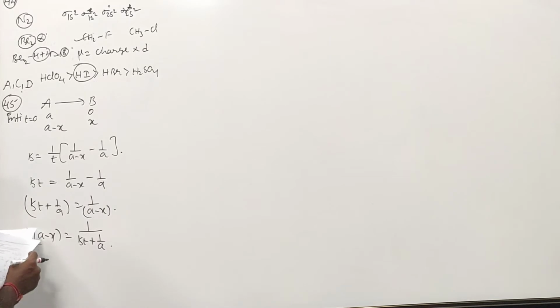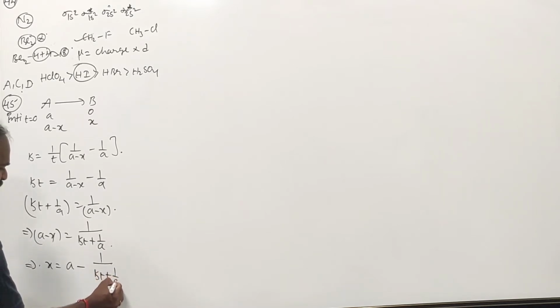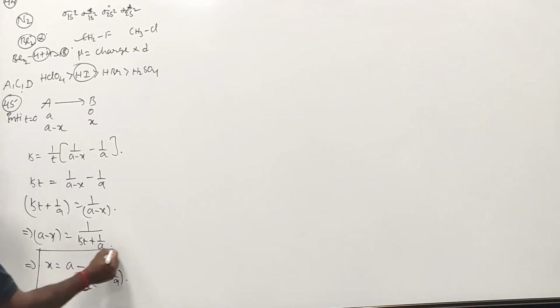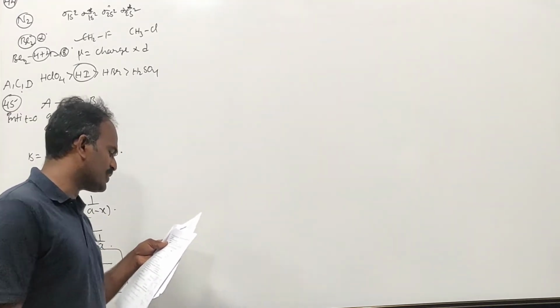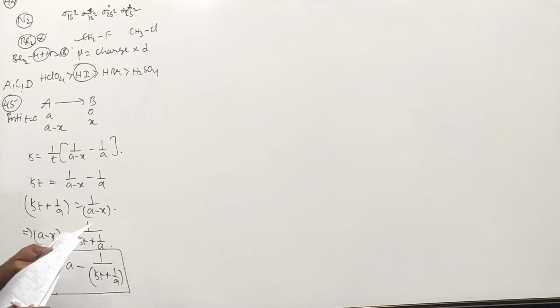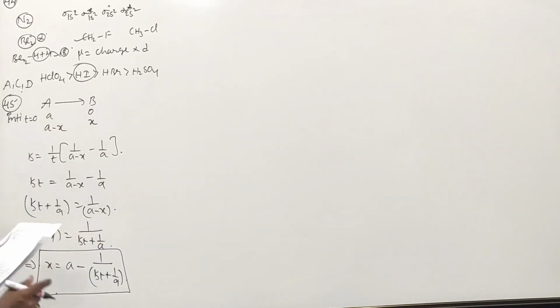Right? Now, which implies the degree of dissociation x equals A minus 1 divided by (K t plus 1 divided by A). This is going to be the degree of dissociation that they mentioned. You can check with that option. If you take A as common, you are going to get the same thing. You can check with that one. Next.